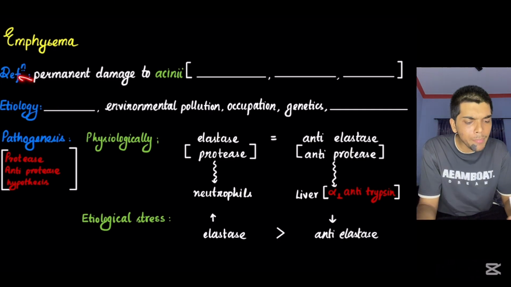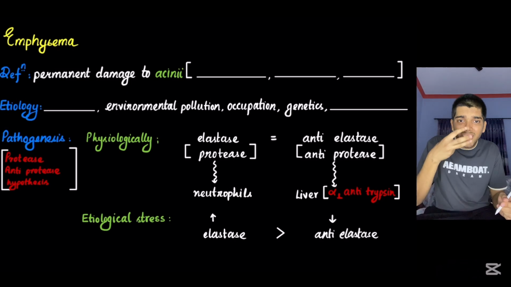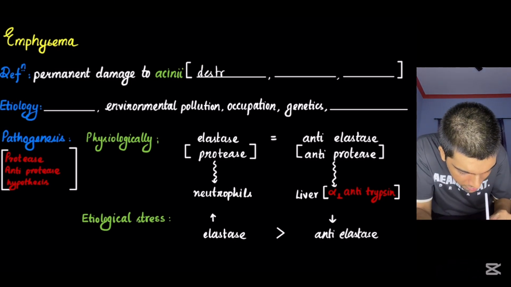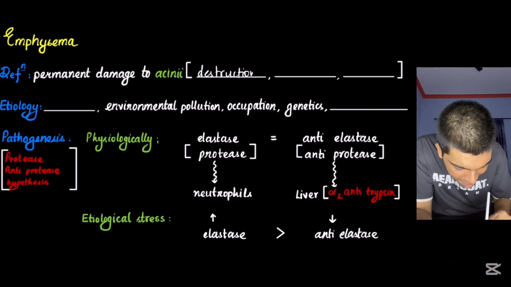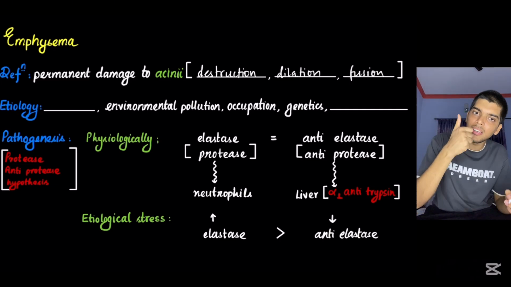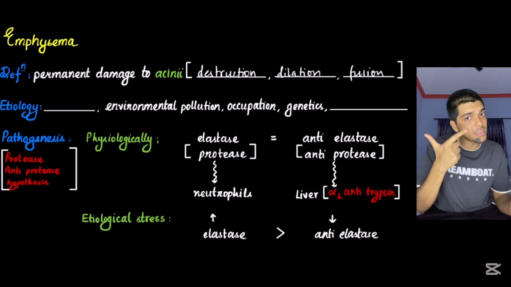Permanent damage, what does it mean? Remember these three terms. There is destruction of acinus, there is dilation of acinus, and there is fusion of acinus. Remember these three terms: destruction, dilation, fusion.